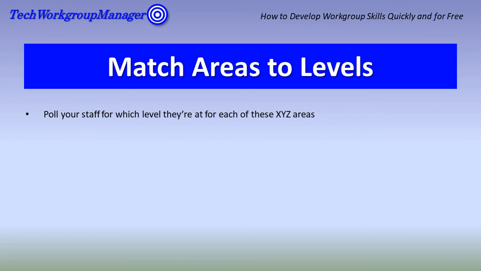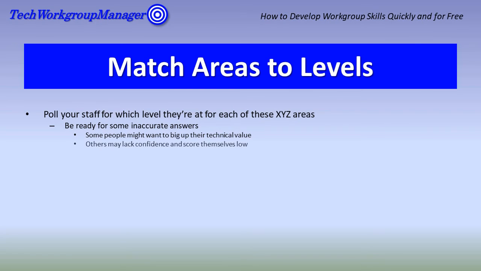Just go around them all and say, hey, given product knowledge area, blah, blah, blah, give me a number between 1 and 5 that, as far as you're concerned, denotes your level of skill in that area. Be ready for some less than perfect answers. Some people might want to big up their technical value and score themselves more highly than is real. Others may lack confidence and score themselves low. You may have to verify their answers by monitoring their actual performance, perhaps in the inquiry handling system.